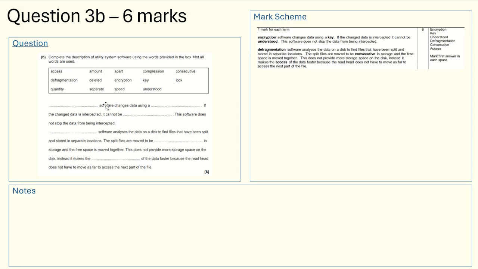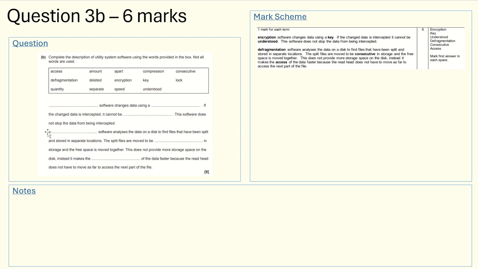Okay, and if you've revised encryption software, we know that it changes data using something called a key. Okay, so that's the first two. Encryption software changes data using a key. If the changed data is intercepted, if we have a look at our options here, it cannot be a part, it cannot be lock, it cannot be understood. Okay, because we know that encryption software changes data using the key into something that is unreadable or not understandable. So understood for our third mark there.